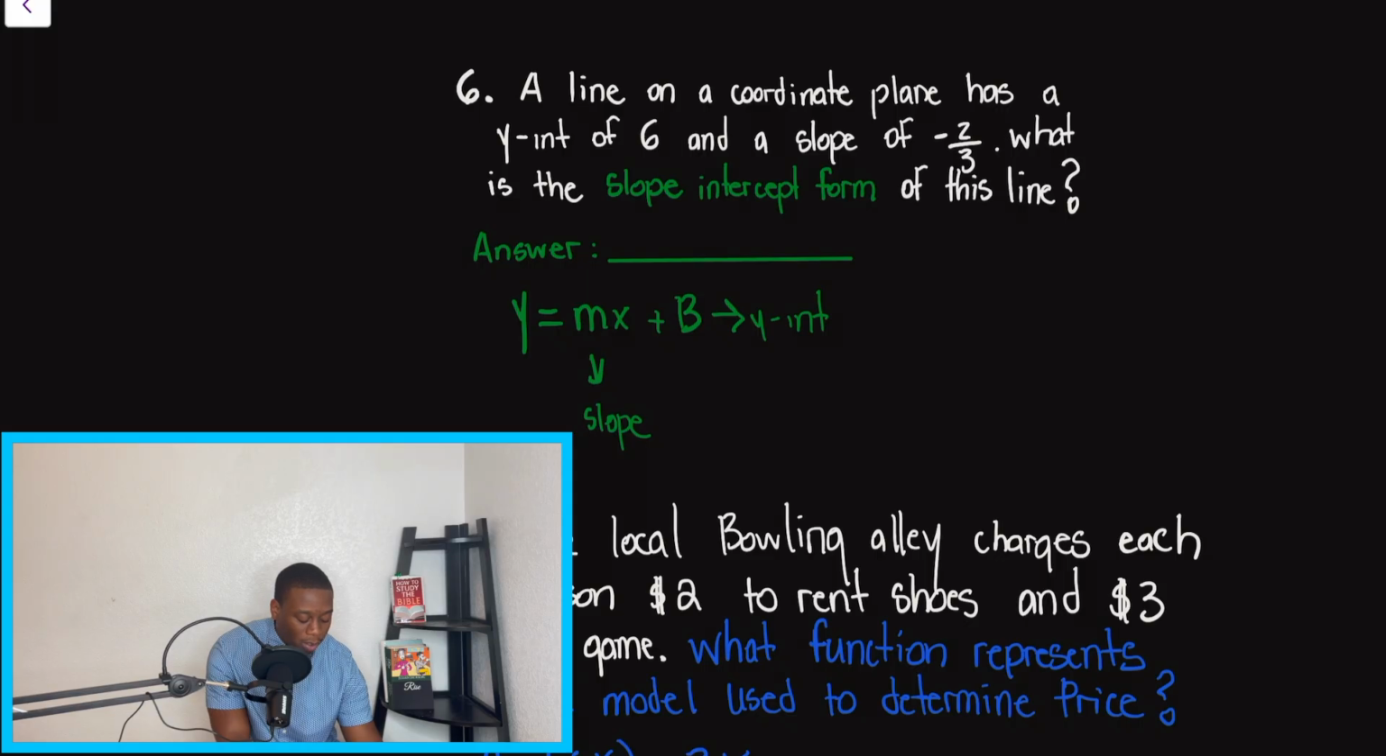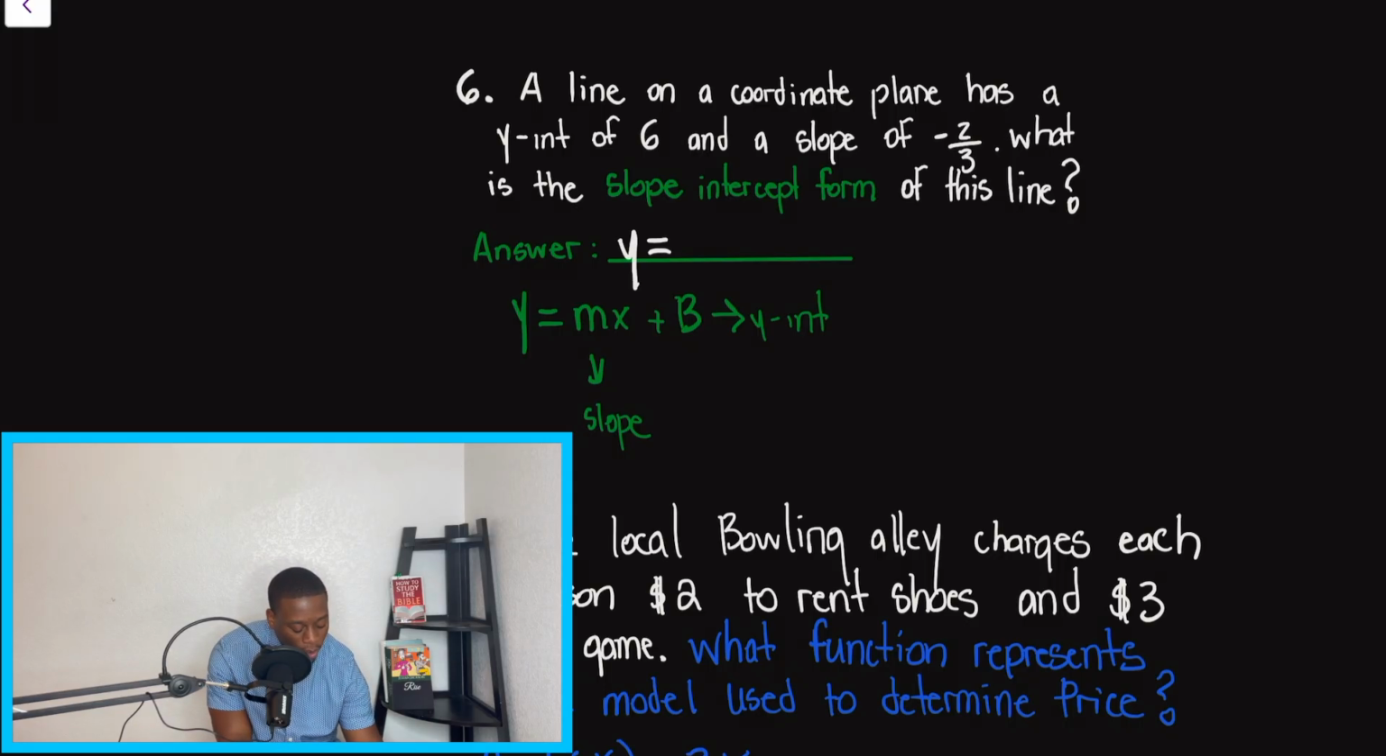Okay. So essentially, what they're saying to us is, hey, look, we gave you all the information. We told you what the slope is. We told you what the y-intercept is. And we told you we wanted it in slope-intercept form. How should the equation look? And guys, I'm going to tell you right now, it's just a quick plug-in. That is it. It's a quick plug-in. We're going to use that same equation.